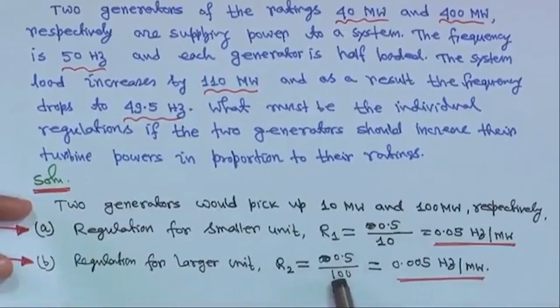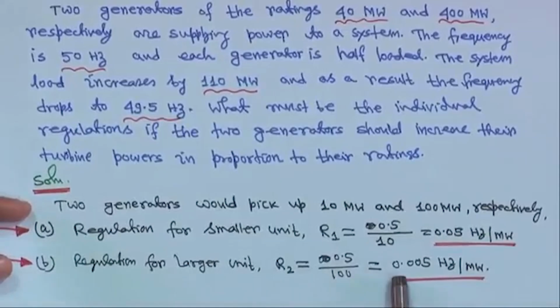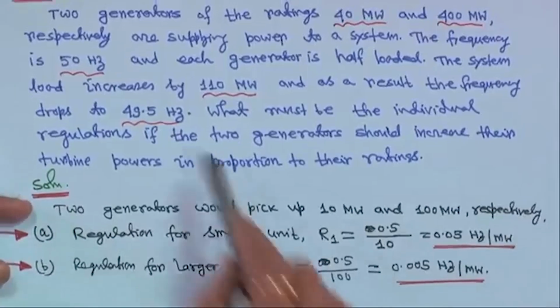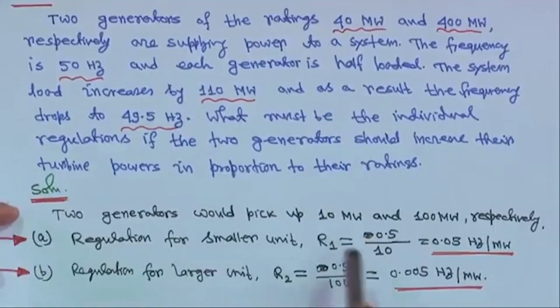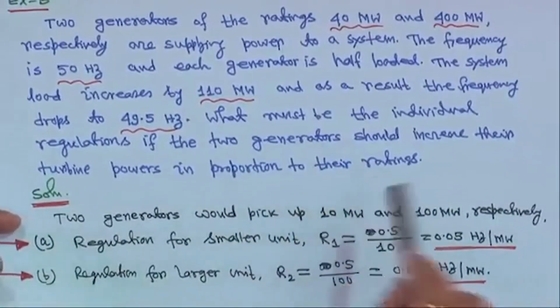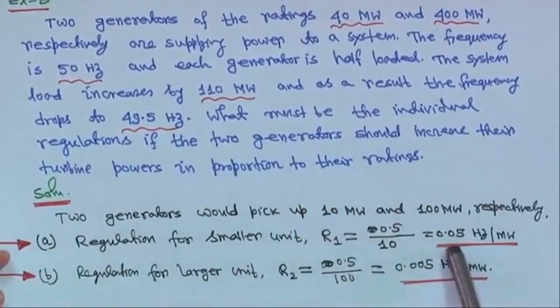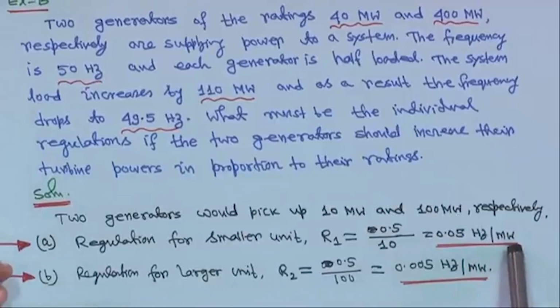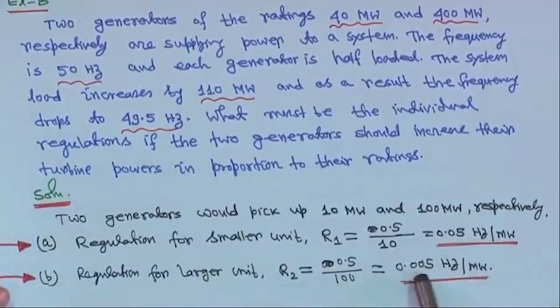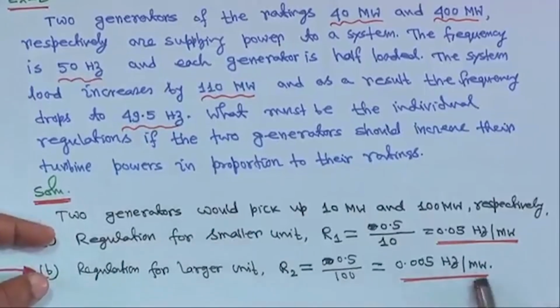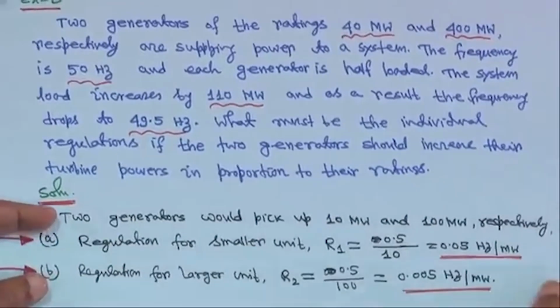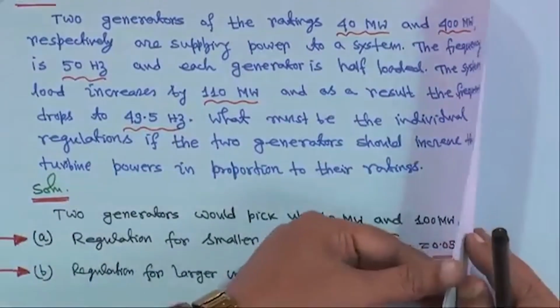So it will be 0.5 by 100, right? So that will actually be 0.005 hertz per megawatt. So the problem is very big, but the solution is just in 2 lines. You have to understand how things are happening. So R1 is 0.05 hertz per megawatt, and R2 is equal to 0.005 hertz per megawatt. No question of per unit here, it is just megawatt, right? So this is that problem 2.